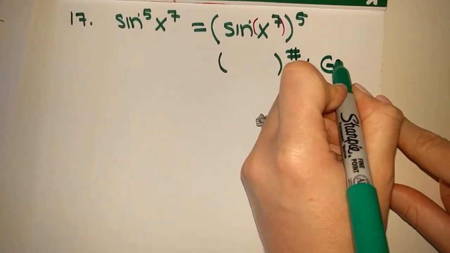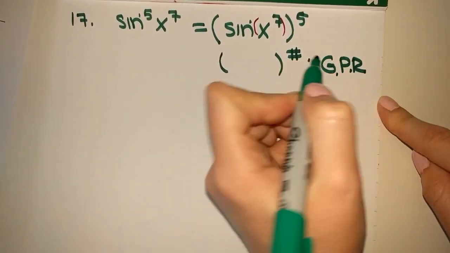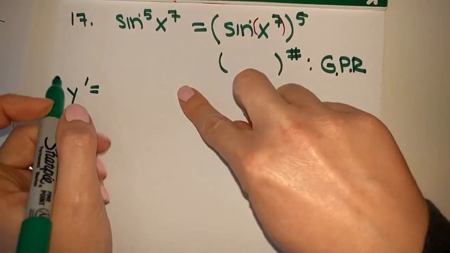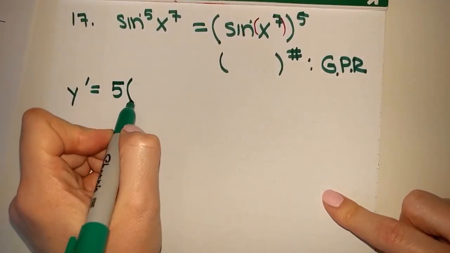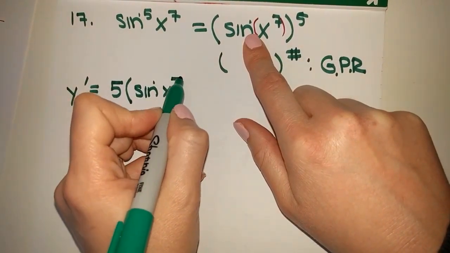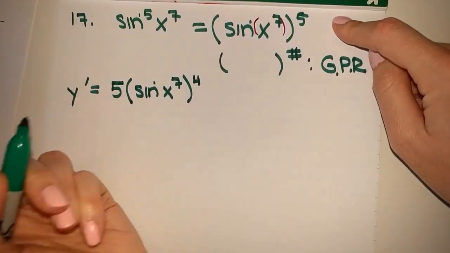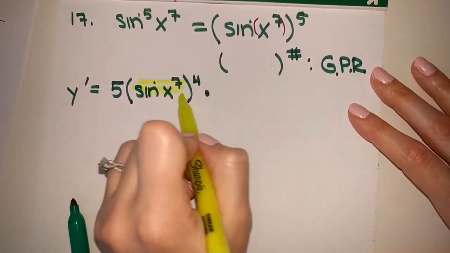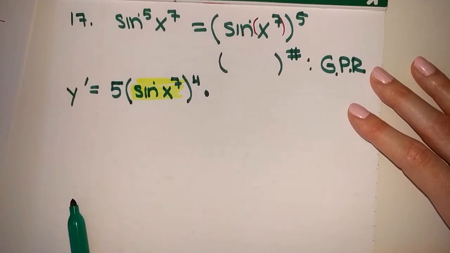And whenever we have that, we are going to start off with our general power rule. So using the general power rule, I will bring down the 5. So I'll have 5 times, keep the inside fixed at sine of x to the 7th, subtract 1 to get 4, times, and then I have to take the derivative of this inner function.